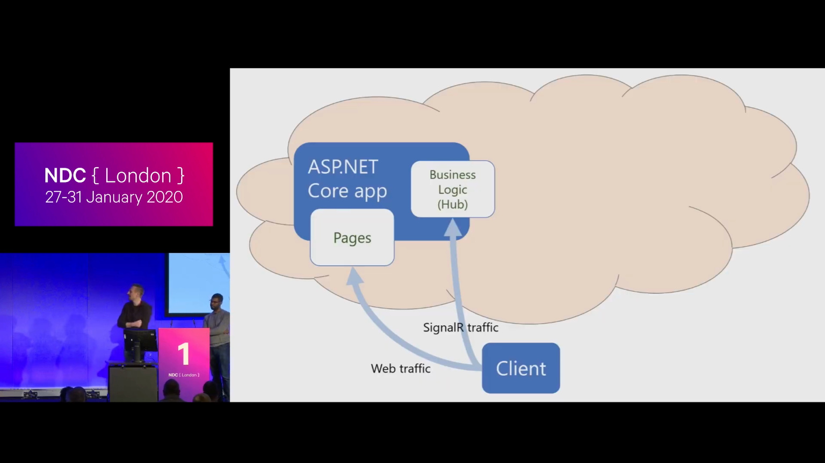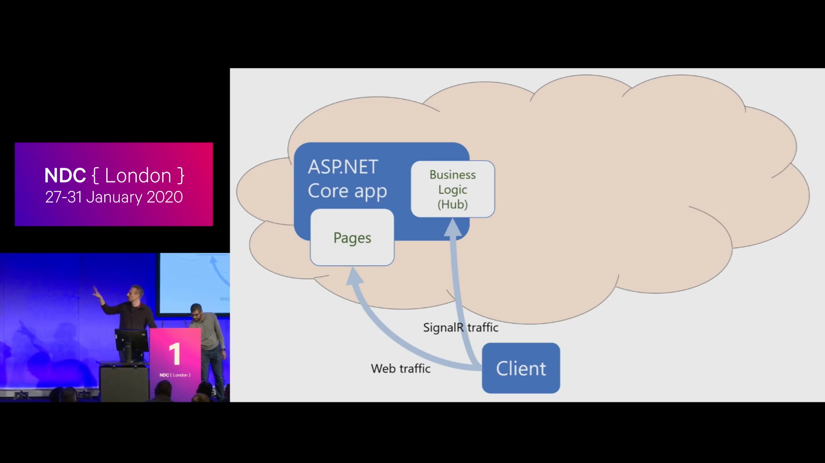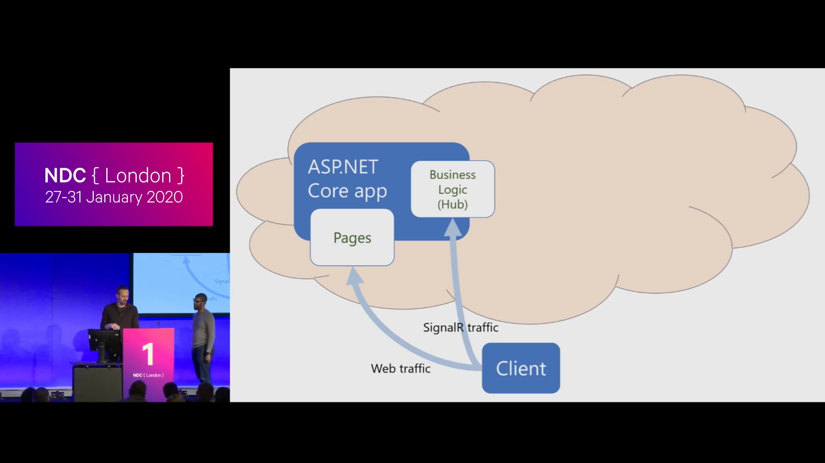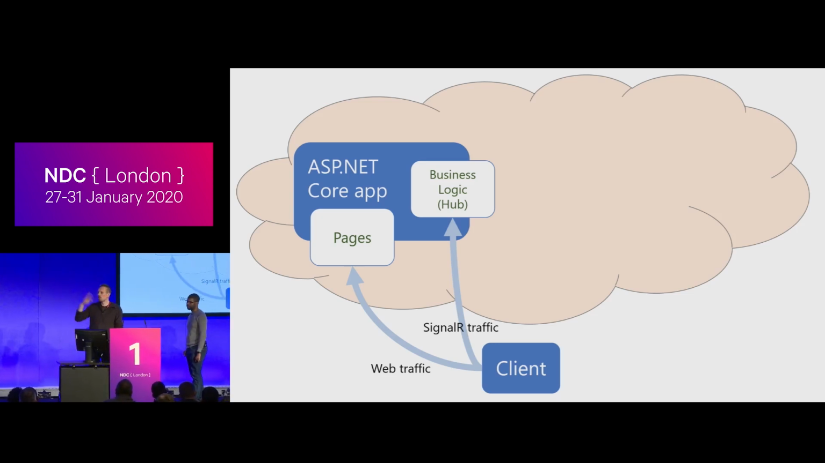So here's how your app starts. You've got your client that's connecting to your ASP.NET Core app. You've got web traffic going to pages or MVC views, and then you've got your WebSocket or SignalR connections going up to your hub, right? And that's all in one blue box. You can only scale the ASP.NET Core app as a unit. You can't split those 2 things apart.